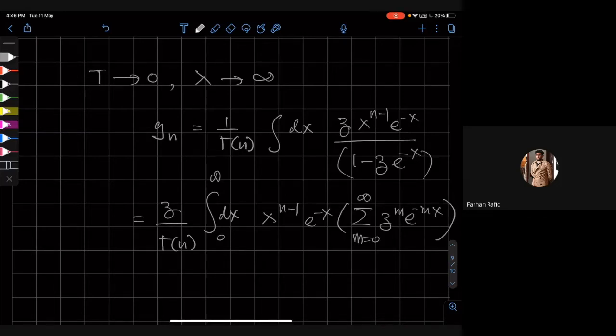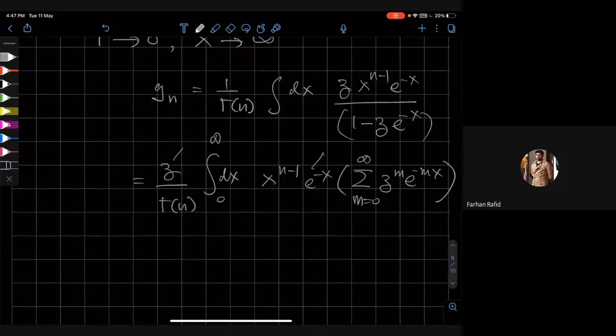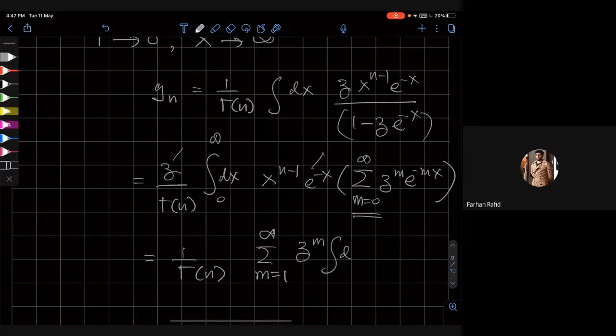And then what we can do is take this, multiply in, take this, multiply in, and then we express the result in a way where we are just missing the m equals 0 term. So the sum now goes from m equals 1 to infinity, z to the power m, and then the integral dx, and we have x to the power n minus 1, e to the power minus m x.